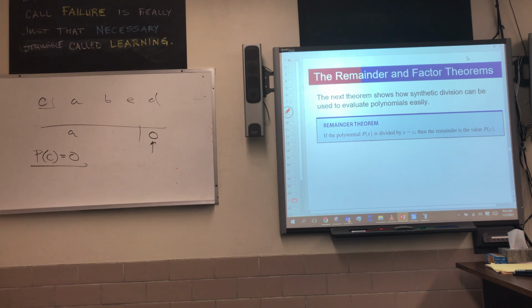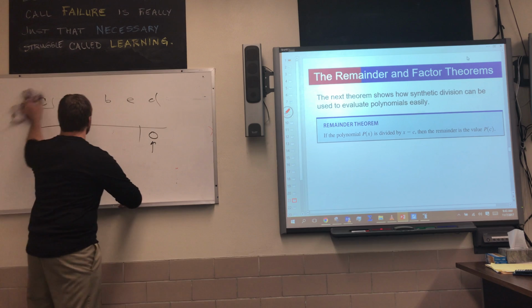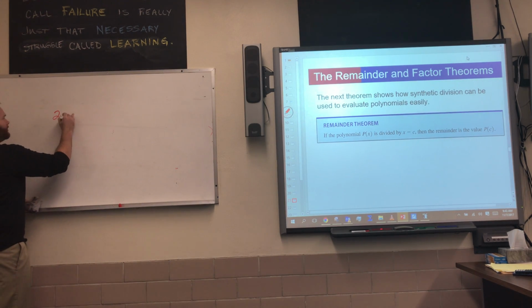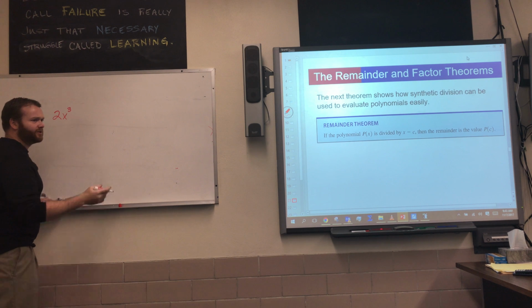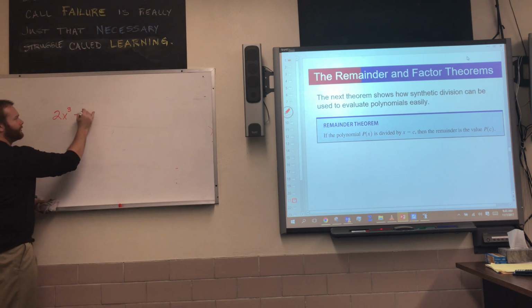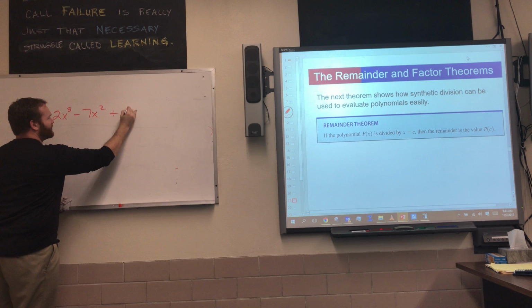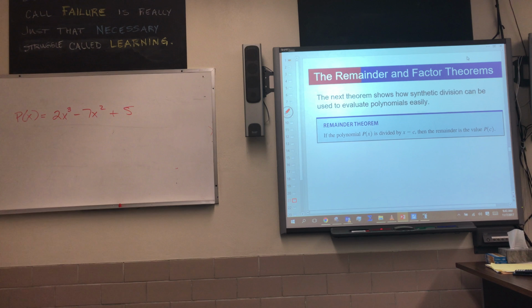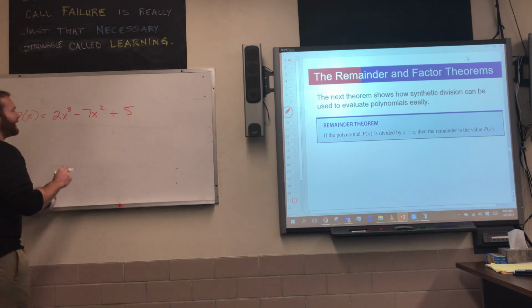Think about this. Think about one of the examples that we've done. I'll go back to the last one, which was, was it 2x cubed? Anybody have that one there? 2x cubed minus 7x squared plus 5. So that was p of x, right? We went through all of that and we found our remainder to be -4, correct? Yeah. So the remainder became -4.